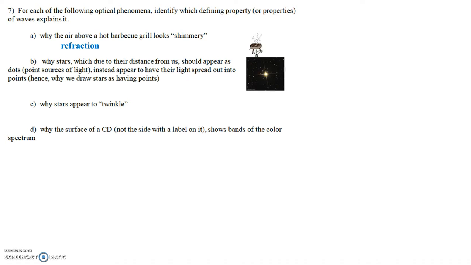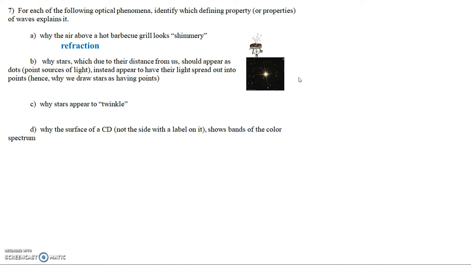How about letter B? Stars are so far away that we really should just see them as dots of light, except that's not how we see them. If you ever look up at the sky, right, you see the light sort of spread out into points. This is why we draw a 5-pointed star. You can even see this in the photograph here. You can see the light separated or spread out vertically and horizontally.